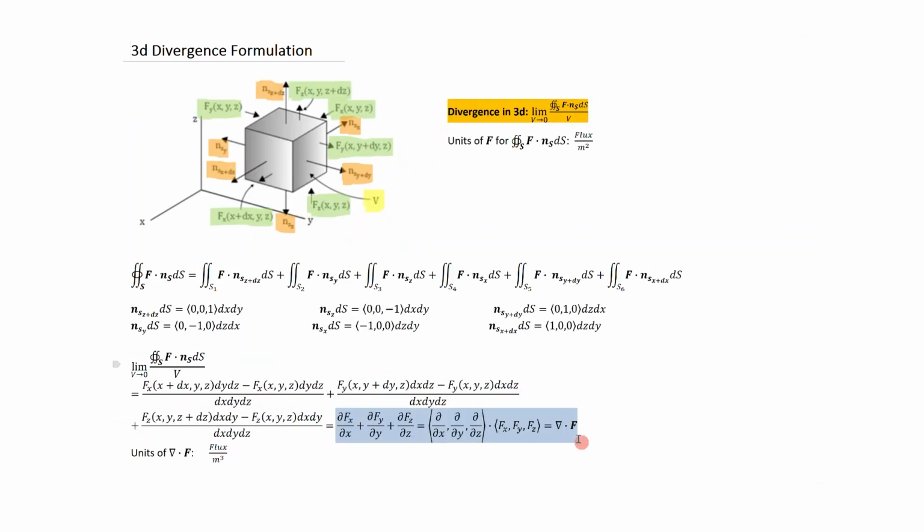All right, so let's now look at the 3D case. In the 2D case, it was a contour enclosing an area. In 3D, it's a surface enclosing a volume. And so that's the only difference. You'll notice here this is a surface enclosing a volume, and we let the volume go to 0. In this case, the units of F dot n dS will be flux per meter squared. This is still flux, but this is for the 3D case.